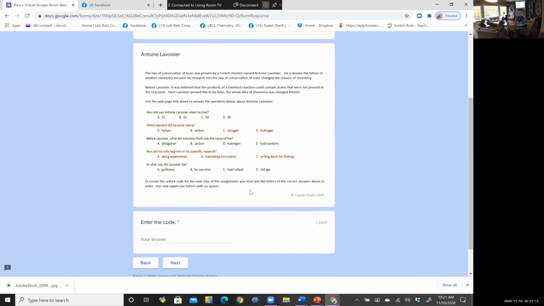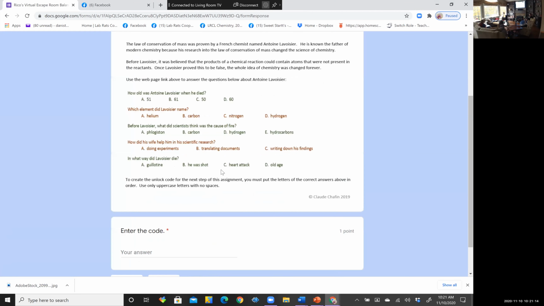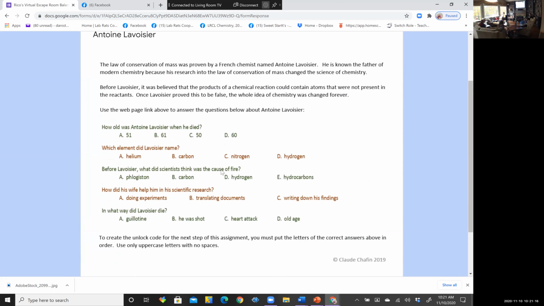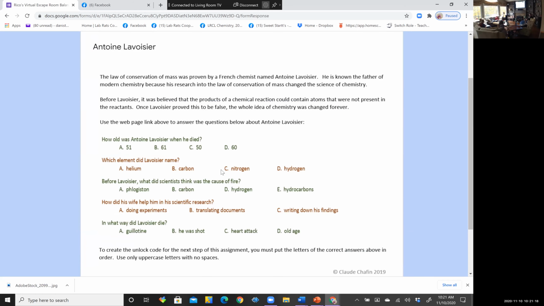Now here come some questions, and we have to answer these by putting the letters in. It says here, the law of conservation of mass was proven by a French chemist named Antoine Lavoisier. He is known as the father of modern chemistry because his research into the law of conservation of mass changed the science of chemistry. Before Lavoisier, it was believed that the products of a chemical reaction could contain atoms that were not present in the reactants. Once Lavoisier proved this to be false, the whole idea of chemistry was changed forever.